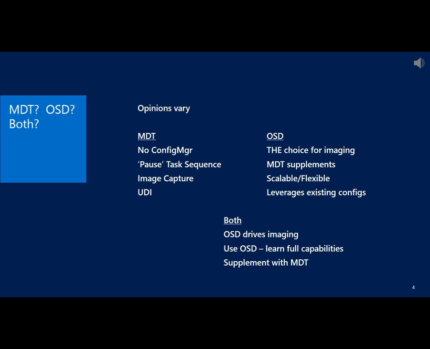In MDT, you have the ability to pause the task sequence. So while you're doing a capture, you can pause the task sequence and go do some things to capture the default user profile, and then resume the task sequence to continue the capture. Well, that's cool, but I kind of struggle with that a little bit because the whole idea of using the task sequence is to eliminate human error.